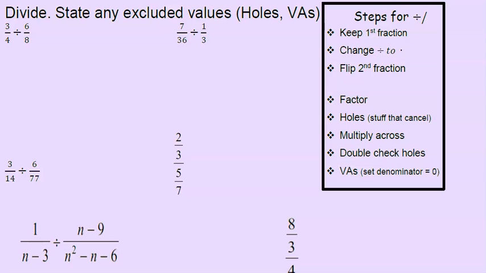Page 21, dividing fractions. Here are the steps for dividing fractions. The first thing you want to do is keep the first fraction. The second step, change the operator from division to multiplication. And then the third step, flip the second fraction, get the reciprocal.